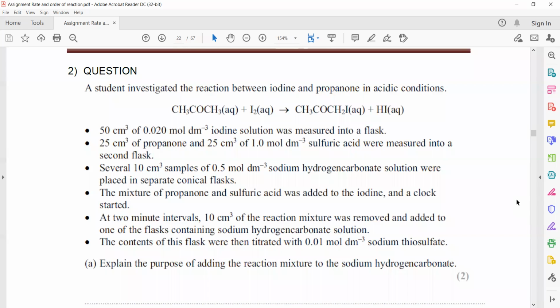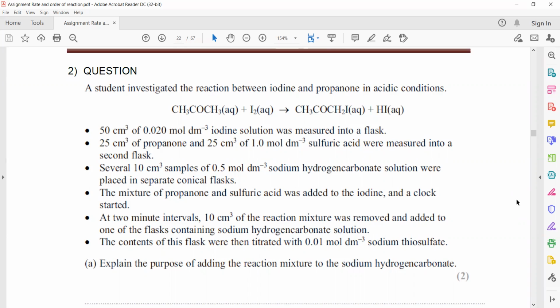A 10 cm³ sample of 0.5 mol per dm³ sodium hydrogen carbonate is placed in a separate conical flask. The mixture of propanol and sulfuric acid was added to iodine and a clock started. After 2 minutes interval, a 10 cm³ sample is removed. We take out the sample and transfer it to a container with sodium hydrogen carbonate, which is used as a quenching agent. The contents of this flask are then titrated with sodium thiosulfate.